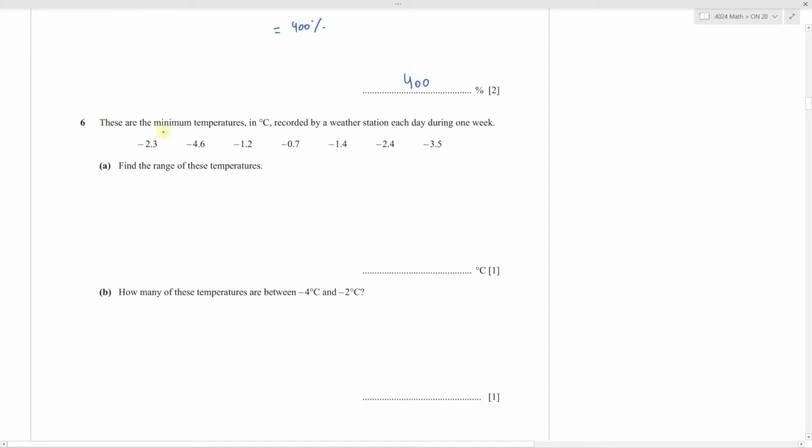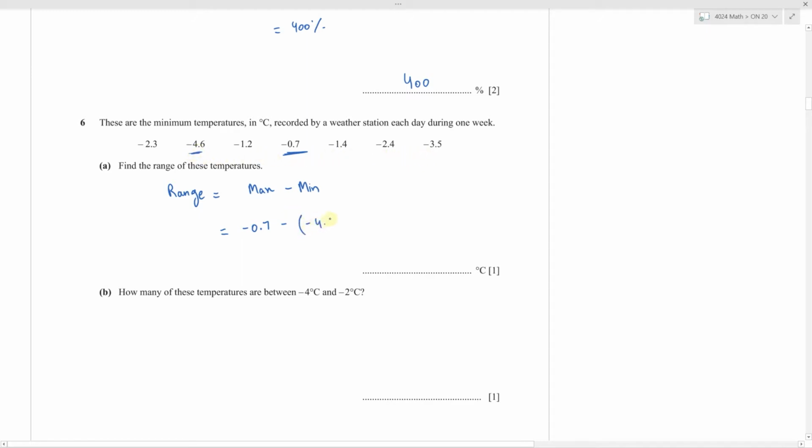Question number 6 is, these are the minimum temperatures in degrees Celsius recorded by a weather station each day during 1 week. Find the range of these temperatures. So the range will be the max value minus the minimum value. So the maximum minus minimum will be your range. So what is the maximum value? So the maximum value here is minus 0.7 since all the values are in negative. So this will be your largest value, which is minus 0.7 minus the minimum value. So minimum value here is this one, which is minus 4.6.